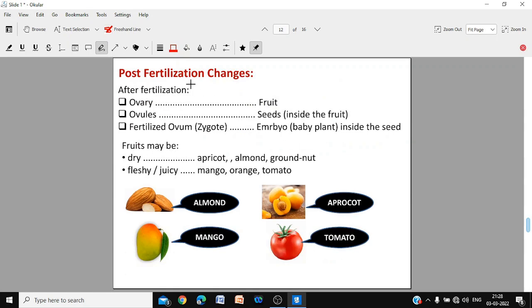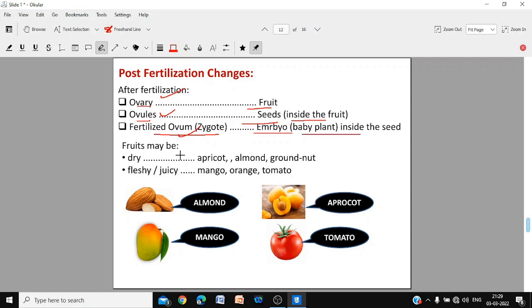What happens after fertilization? This is very important. Ovary changes to fruit. What was ovary will become fruit. Ovules become seeds, and the fertilized ovum or zygote will form the embryo. Ovary becomes fruit, ovules become seeds, and the zygote becomes embryo. The seeds will be inside the fruit and the embryo will be inside the seed.